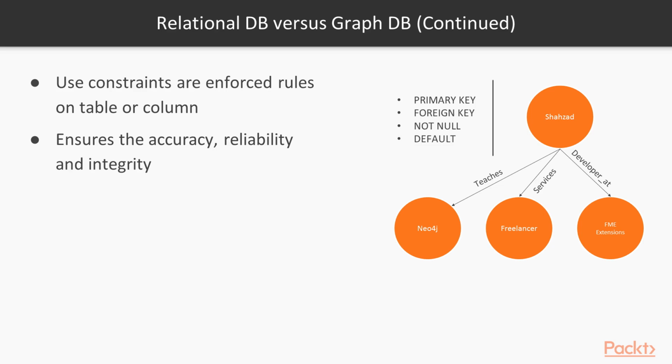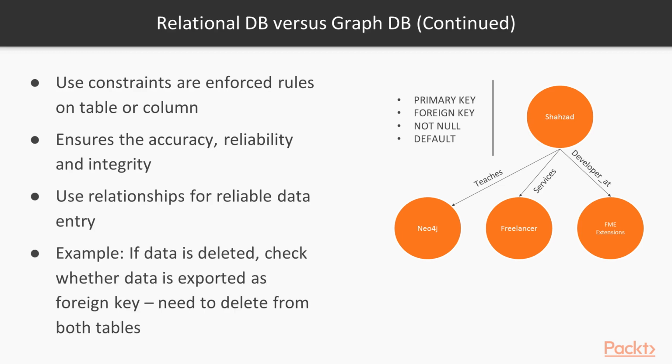Now coming towards the graph database, we see we do not have a headache of using and defining the constraints before saving the data into the table. Although we use relationships here, which ensure the integrity of the data and don't affect anything on deleting any node from the database.